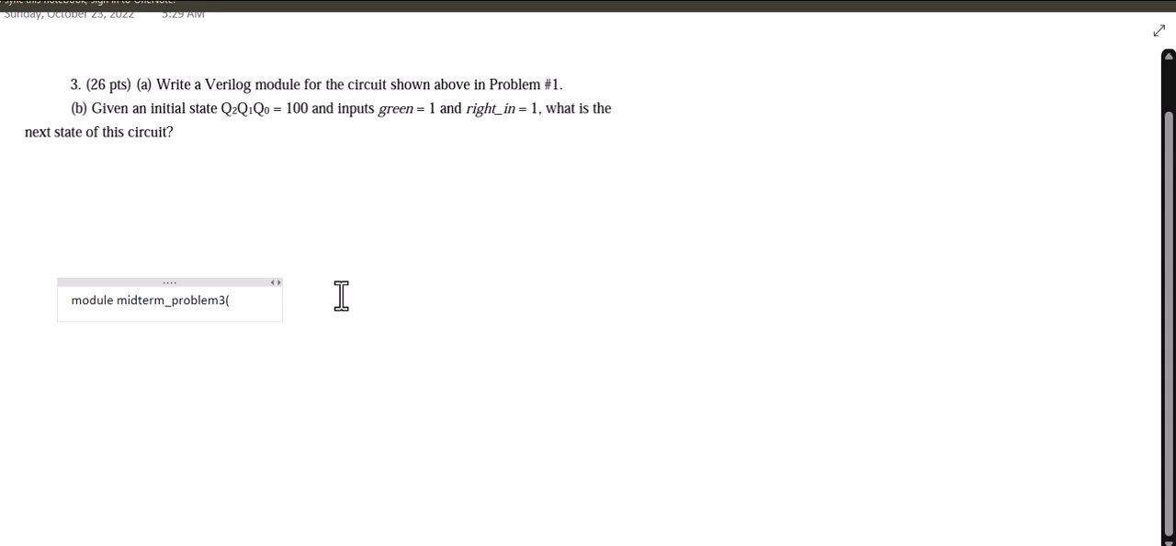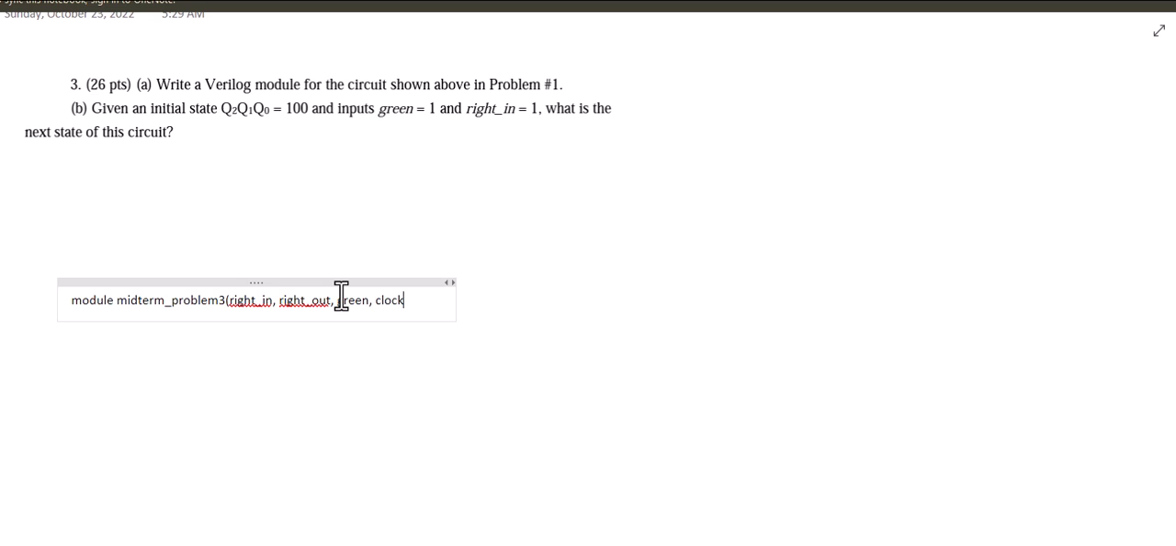So we had write in, write out, green, and clock. Then you need to say what your inputs are, and our inputs were write in and clock, and our output is write out.